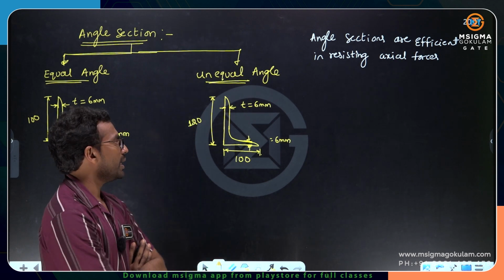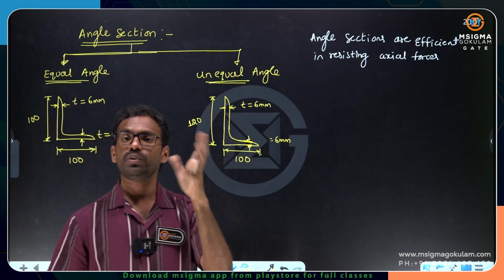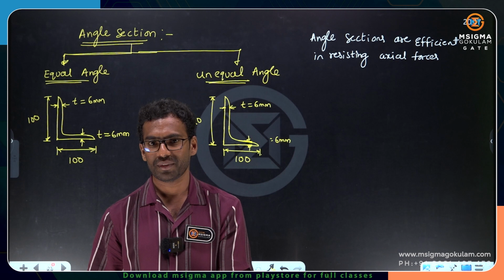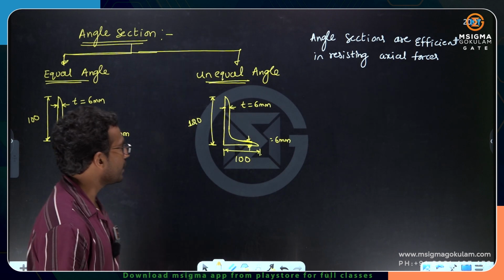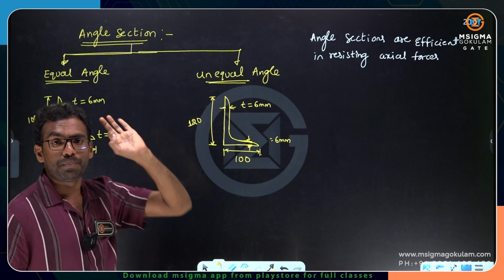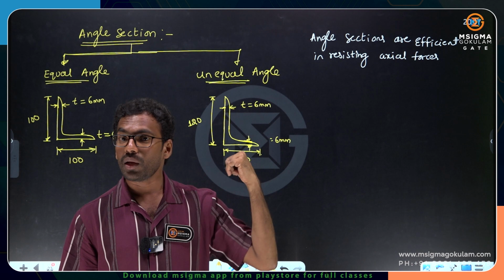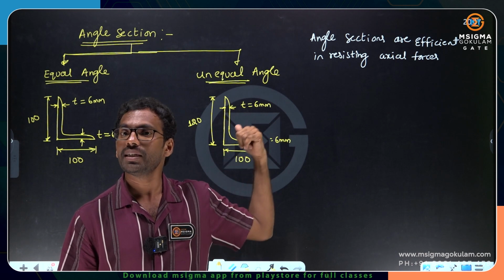So my dear friends, out of this equal and unequal angle section, which is the most efficient tension member? You understand that the unequal angle section is the best tension member, provided that its longer leg is connected to the gusset plate.